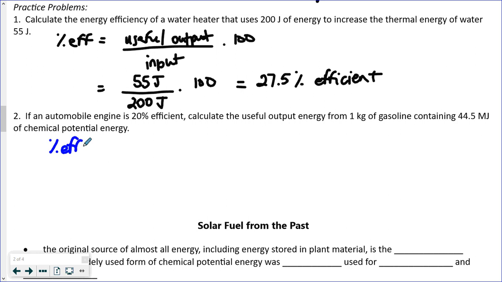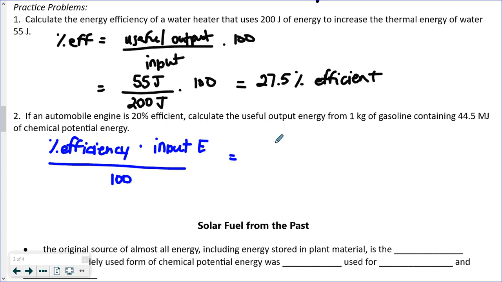So our rearranged formula is percent efficiency multiplied by our input energy divided by 100. And so when you substitute that all in, you get 8.9 megajoules of energy of output, of useful output. So that's how you calculate efficiency.